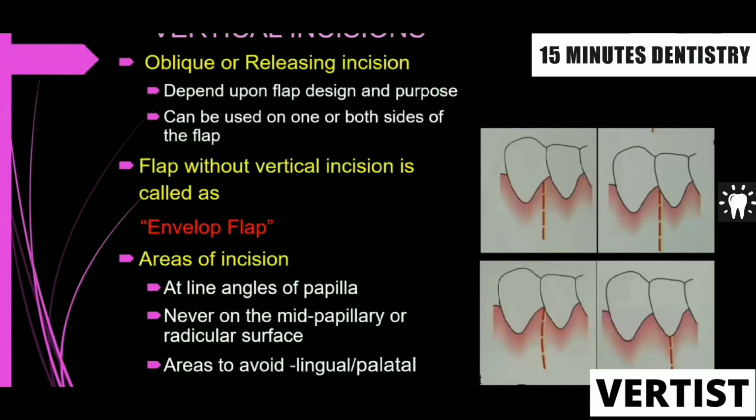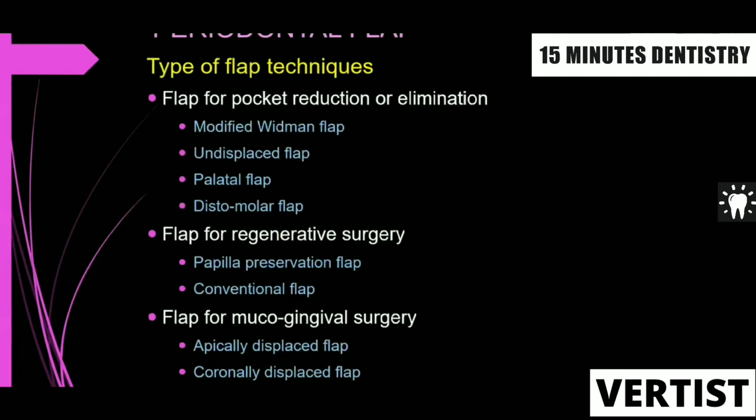The vertical incisions are the oblique releasing incisions. Depending upon the flap design and purpose, they can be given on either one or both sides of the flap. The flap without the vertical incision is called an envelope flap. The incisions are placed at the line angle of the papilla, never on the mid papillary or the radicular surface, and you should avoid them on the lingual and the palatal side.